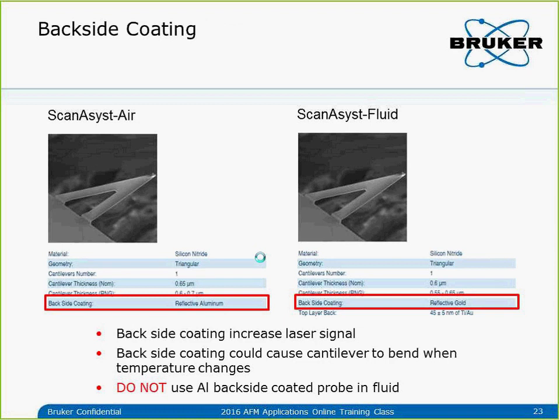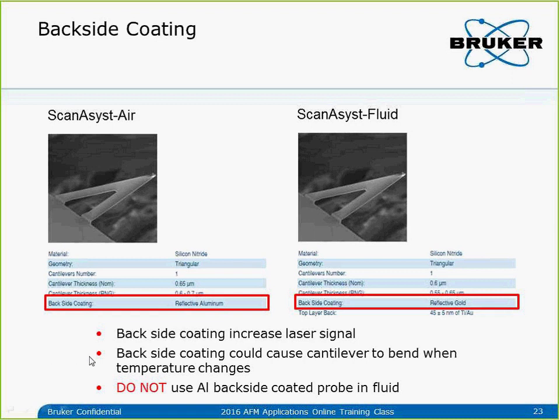Next, I'll talk about the backside coating. The backside coating helps to increase the laser signal. Typically, we recommend using the backside coating if possible, because it increases the laser signal. It gives a better signal, and you can reduce the noise in the image. This is a good thing.